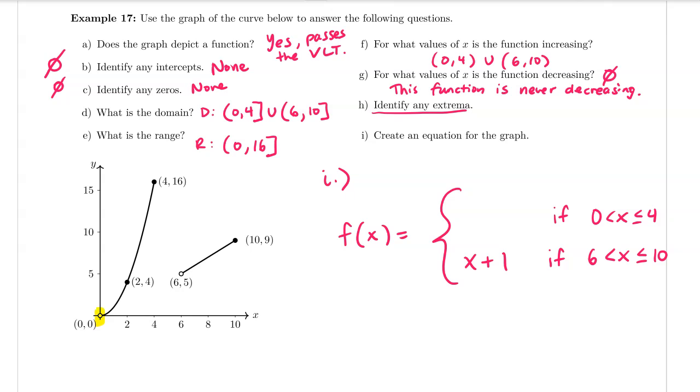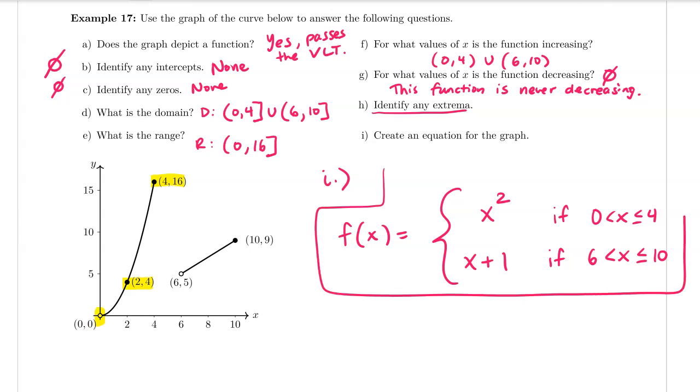It's something where if I plug in 0, my output is 0. When I plug in 2, my output is 4. And when I plug in 4, my output is 16. If you see the pattern, the input is being squared, or given an exponent of 2, to give us the output. That means that this is going to be x squared. And this is the final answer for part I, and this concludes this example.